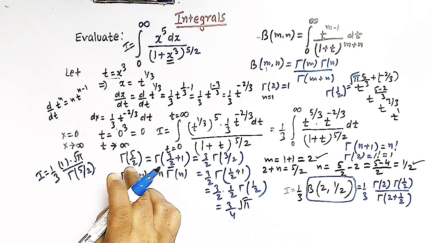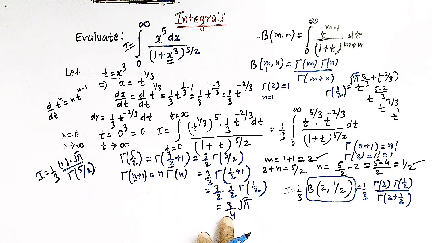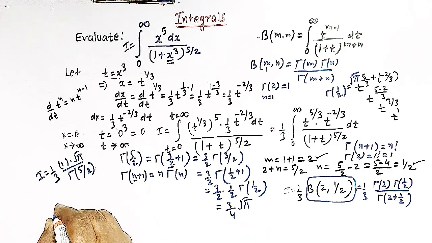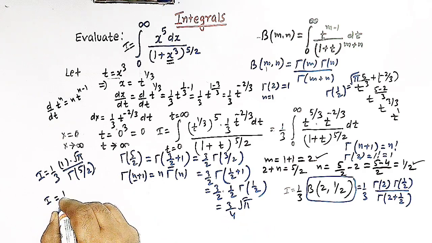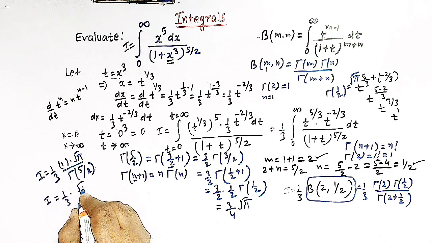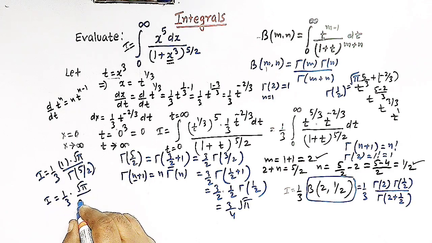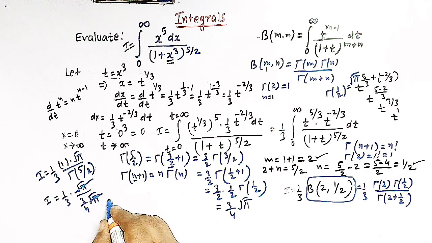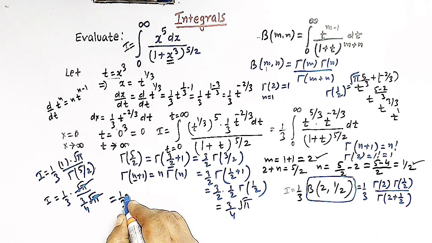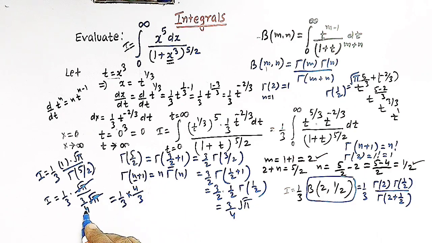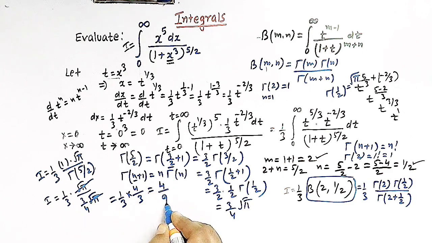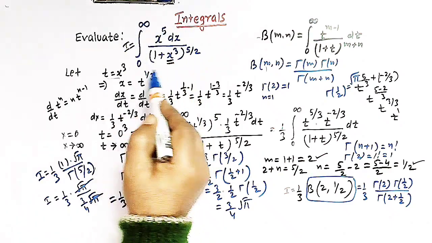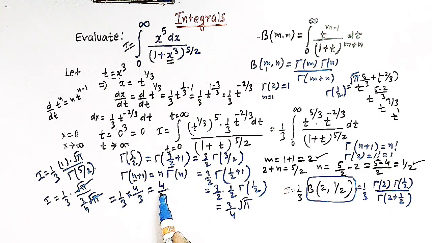So substituting the value of gamma 5 over 2 as 3 by 4 times square root of pi, we can now write the value of I as 1 over 3. This is root pi, and here we have 3 by 4 times square root of pi. So these two terms get cancelled, and we have 1 over 3 times 4 over 3. So we'll take the reciprocal of 3 by 4. So here we have 4 over 9. So viewers, the value of this integral is equal to 4 divided by 9.